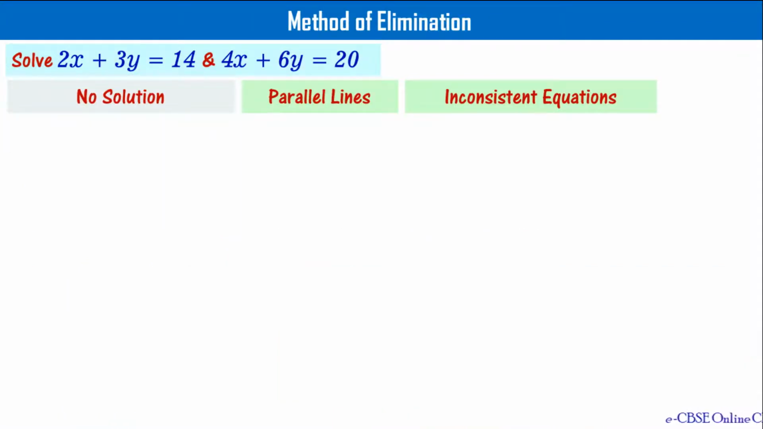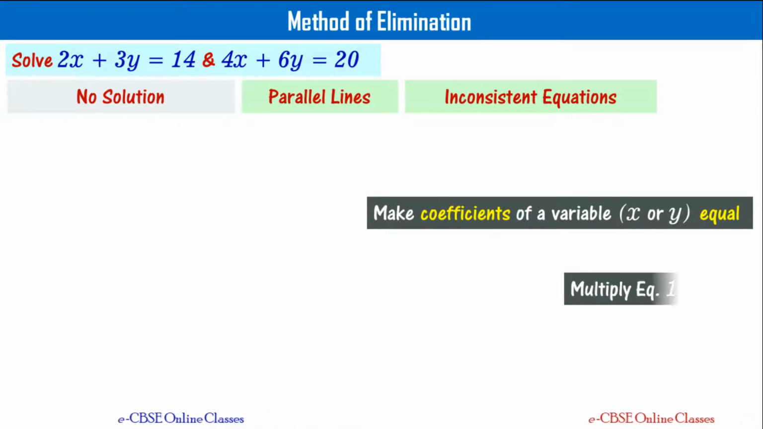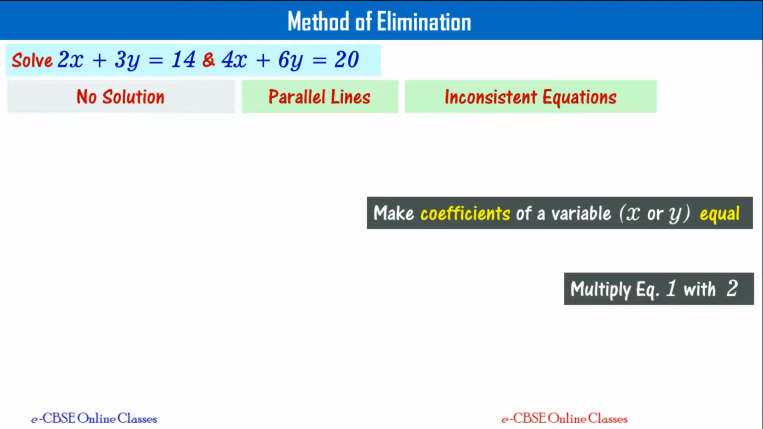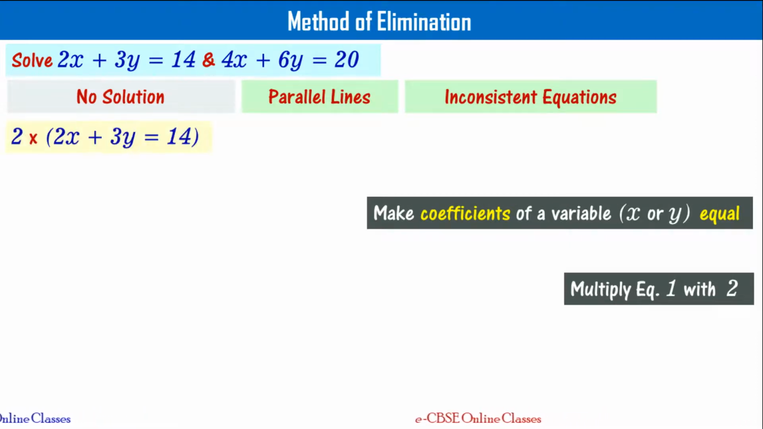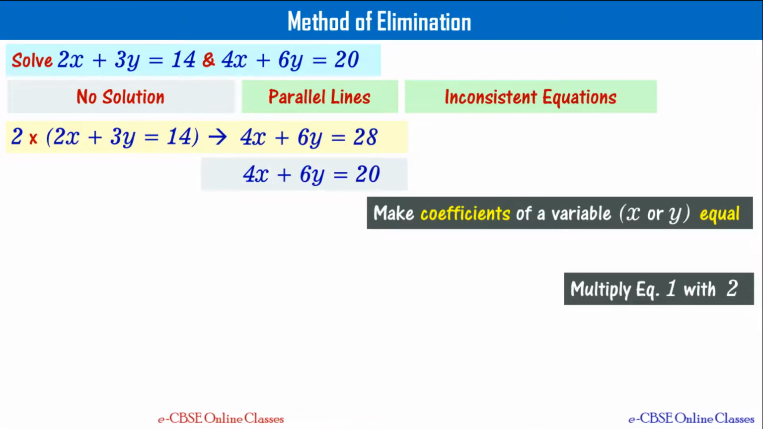Now, when you apply method of elimination to solve these kind of equations which have no solution, what happens? That is the question we are asking here. When you want to solve a given pair of linear equations using method of elimination, the first step involved is we have to make coefficients of a variable equal. To do that, let me multiply equation 1 with number 2 such that it becomes 4x plus 6y equal to 28. And I am keeping the second equation as is.